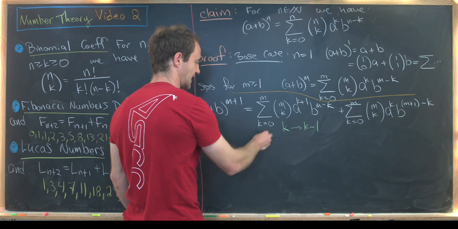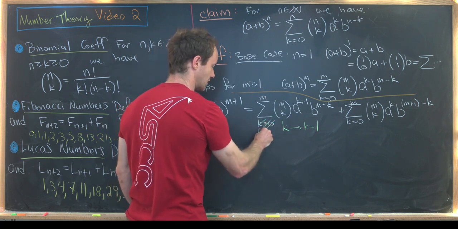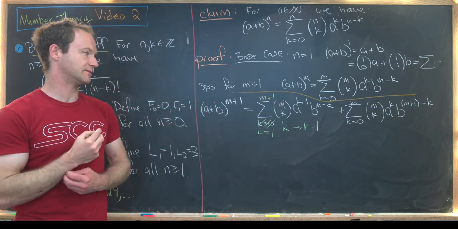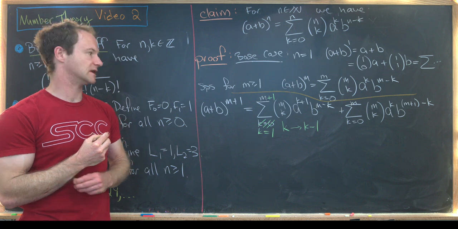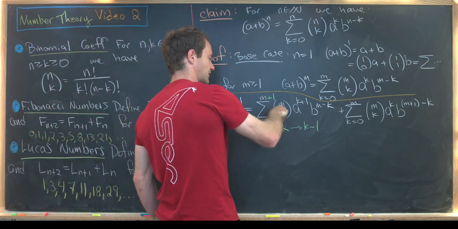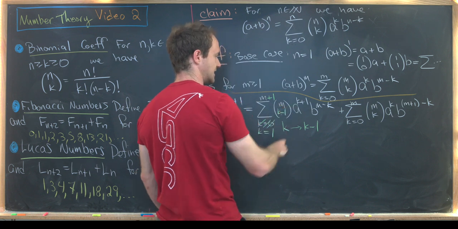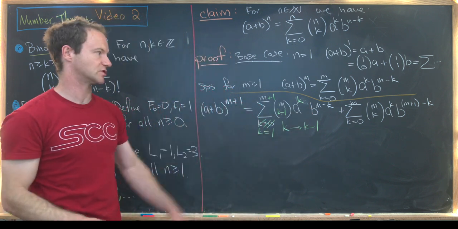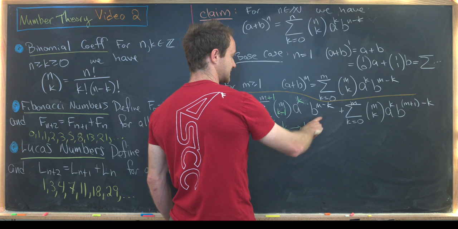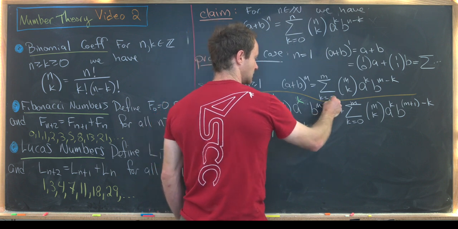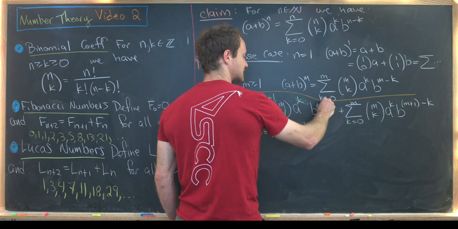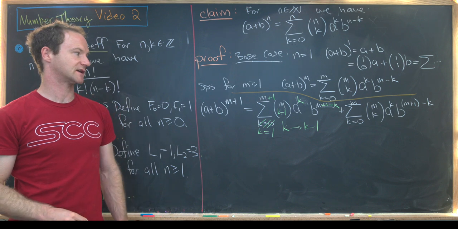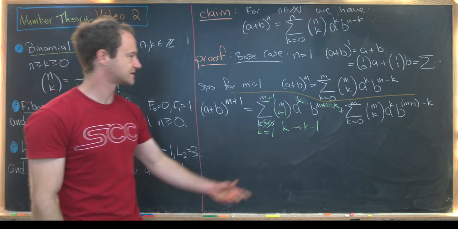So if k turns into k minus 1, if k minus 1 is 0, k is equal to 1. And then that means this is going to go up to m plus 1, because if k minus 1 is m, then k is m plus 1. Then furthermore, this is going to become k minus 1 in here. This k plus 1 is going to turn into just k plus 1 minus 1, or just k. Then finally, this k minus 1 in here will turn into m plus 1 minus k because of the distribution of minus signs.